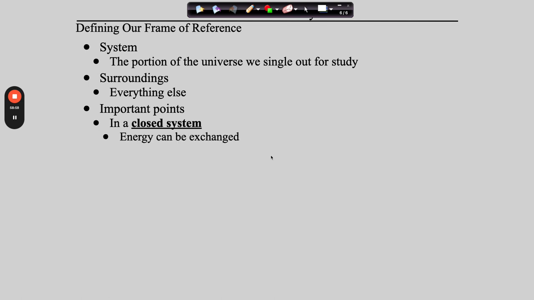Number one, energy can get in and out. But number two, matter cannot get in and out. So energy can be exchanged, matter cannot. Therefore, what law always holds? The law of conservation of mass. Yay! Hooray. Let's not break physics. Let's not break that.